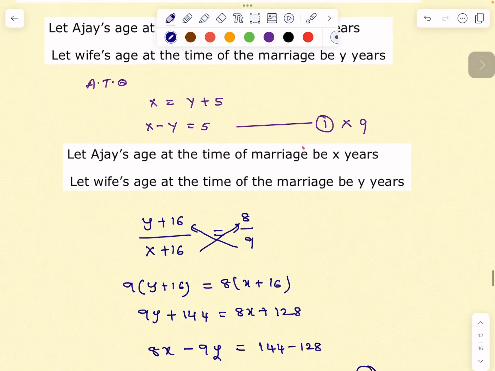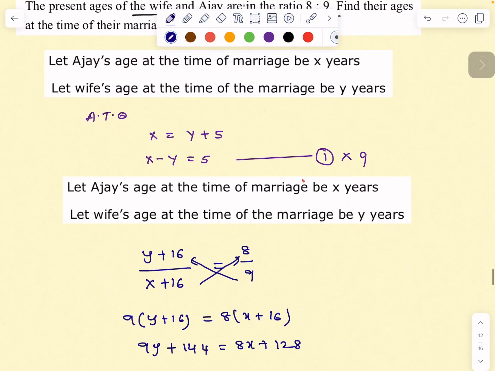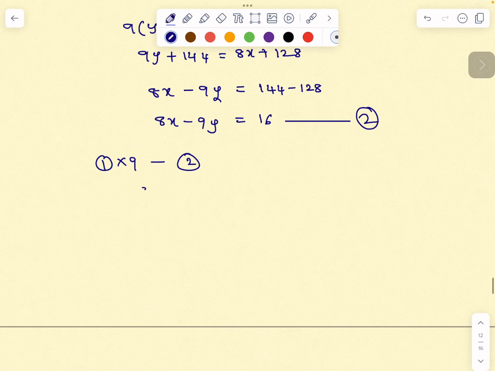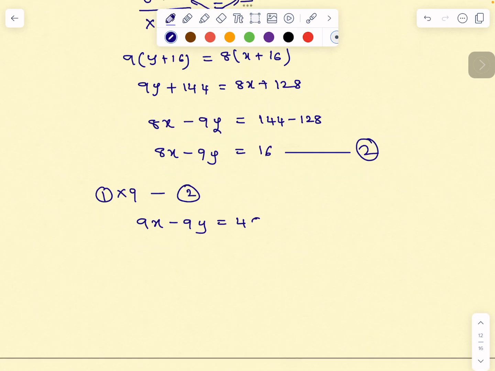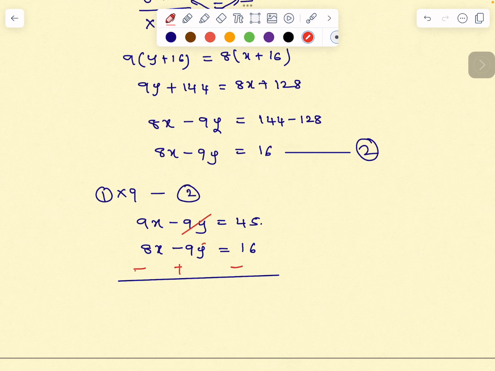Now see what the first equation is: equation 1, 9x minus 9y is equal to 45. Then equation 2 is 8x minus 9y equal to 16. For subtraction you have to change the signs: this is plus, this will become minus. So 9y gets cancelled, and 9x minus 8x is x. Then 45 minus 16, so how much will this become? I think it is 29.